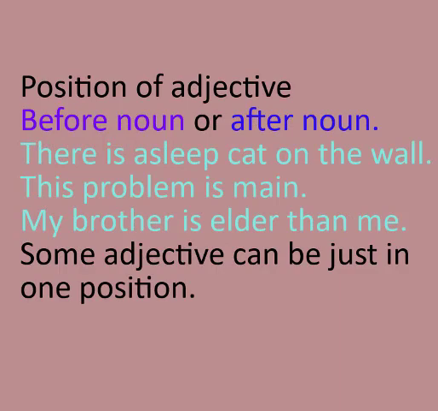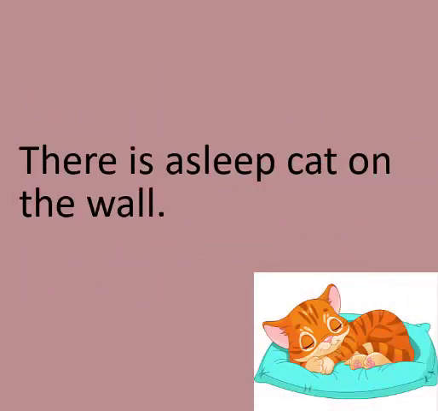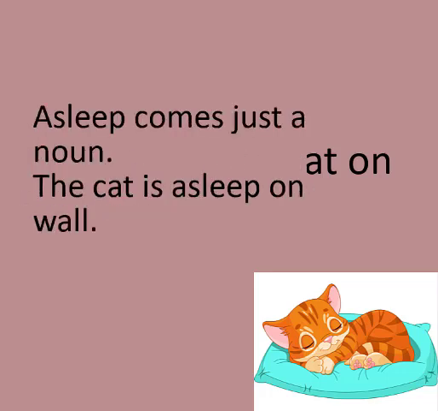Position of adjectives. They will come before a noun or after a noun. There is a sleep cat on the wall. This problem is main. My brother is older than me. Are they correct? Look at them and find the mistake. Some adjectives can be in just one position. Look at this example. There is a sleep cat on the wall. What is the mistake? Can you find it? Sleep can't come before a noun. The cat is asleep on the wall.